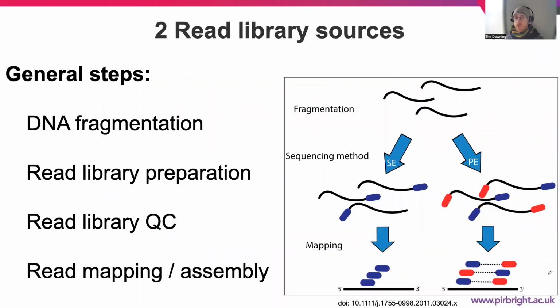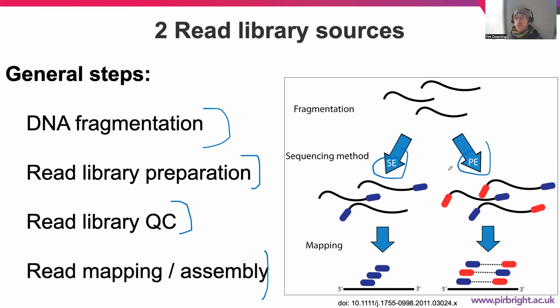The steps generally used to generate such libraries involve DNA fragmentation and ligation of the adapters and barcodes specific to each sample. Then we have the read library preparation, and that could be for single end reads, SE, or paired end reads, where each read has a pair from the same DNA fragment. We then have read library QC, and then the downstream analysis. What we do in terms of QC and downstream analysis depends on the read library type. So single end and paired end are treated differently for certain steps.